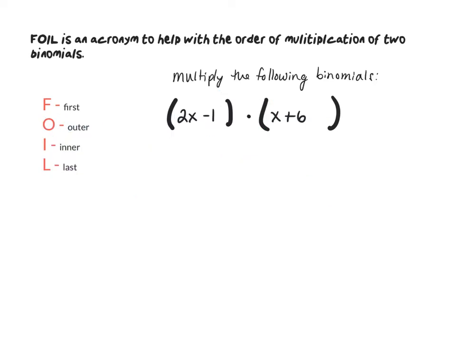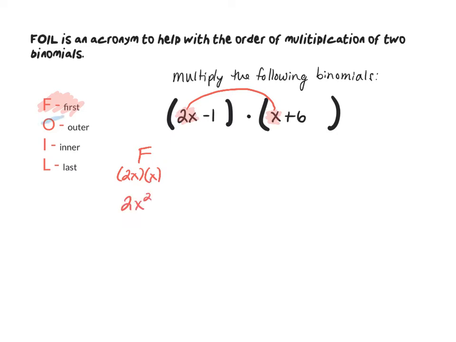So let's multiply these binomials together using the FOIL method. F stands for the first term in each parenthesis, so that's going to be this 2x and this x. If we multiply those together for our first step, we would get 2x times x, which is 2x squared.